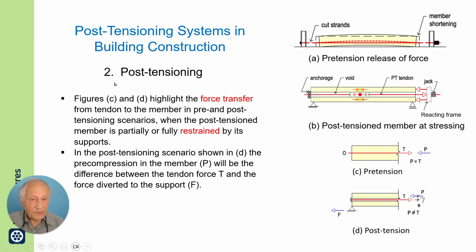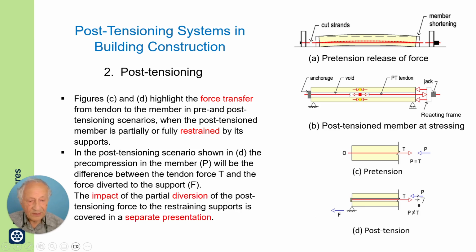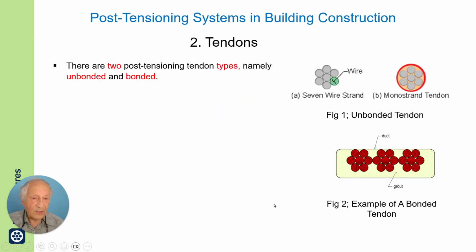Again, in post-tensioning, the force transfer differs. It depends somewhat on the restraint of the support. If the support is not on rollers, the entire force does not transfer to the member. Some of it is escaping to the foundation, as I show here at the bottom left. In this case, at a section here, the precompression is not equal to the force in the tendon because there is a diversion of force here. This has influence on the performance of the member that is discussed in other presentations. It is an important consideration.